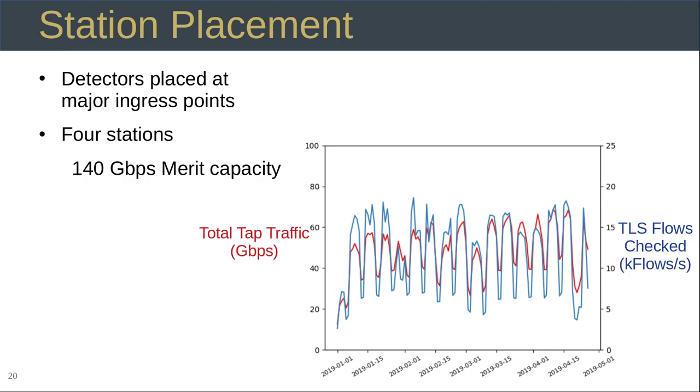And that's just the normal ISP traffic that Merit manages for their customers and mirrors to our taps for Refraction to operate on. We are specifically concerned with TLS flows, so you can tell here that the number of TLS flows checked at any given time varies in direct proportion to the amount of traffic that's going past.